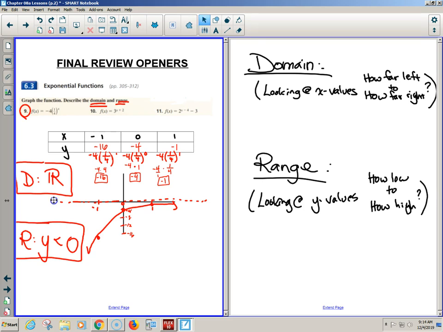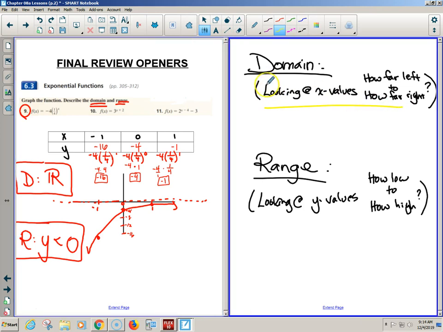Now, we took a lot of time on this first example just because there was a lot of stuff for you guys to review. Maybe if you have highlighters, it might be a really good thing to go ahead and highlight this domain and range idea. It was important back in chapter 6, and it's important again in chapter 8. Domain and range: how left to how right, and how low to how high.